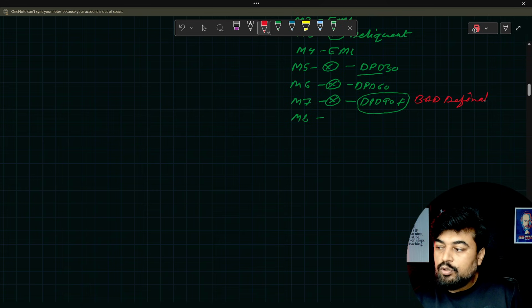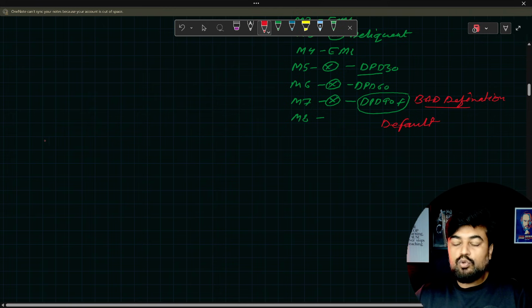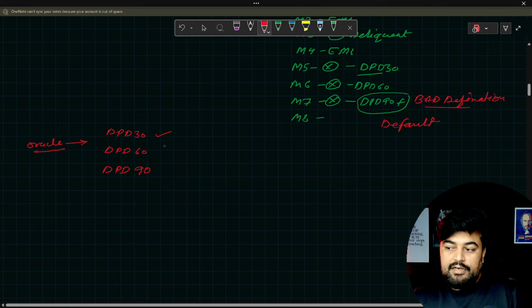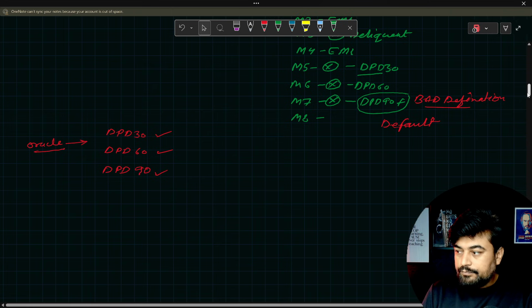So this customer is not a delinquent customer, it's a default. So there are so many database buckets. Let's say I have a database in my account, and I'm using Oracle. In my database, I will create so many different tables. There will be table DPD 30, table DPD 60, then table DPD 90, and all of them have delinquent customers. This one will have the default customers. Okay, now this is the concept you should get. Now let's move forward.